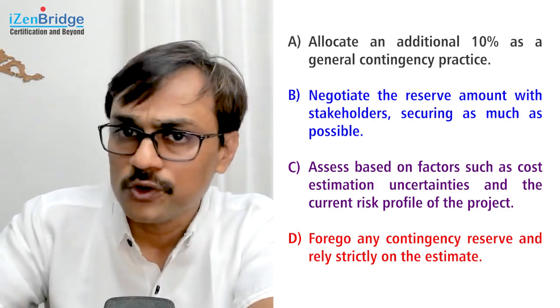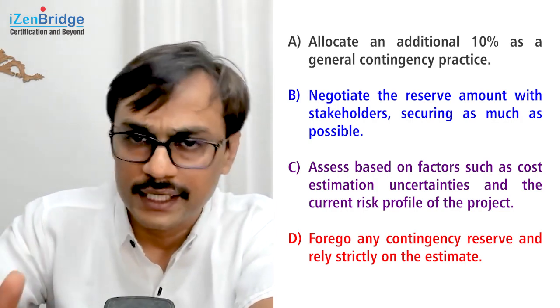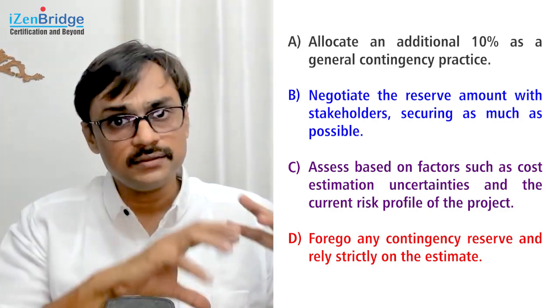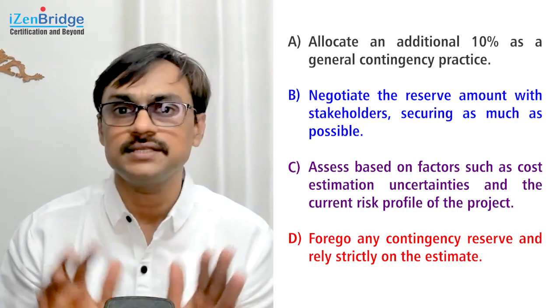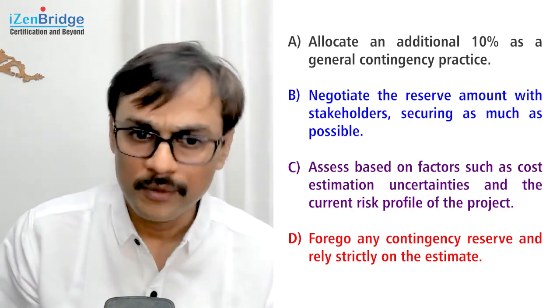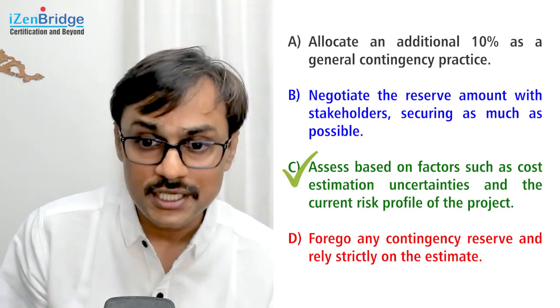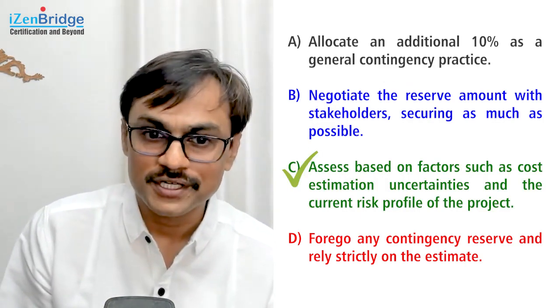So option D is also not good, where you are saying that I will go without contingency. So you don't use any thumb rule. You use reserve analysis to find out what is the right contingency needed for my project. And that's why option C looks like the best option here.